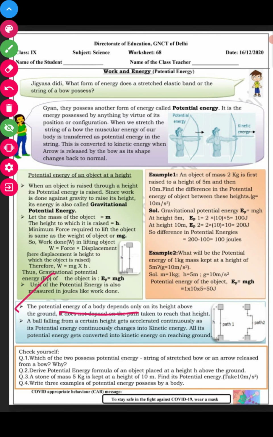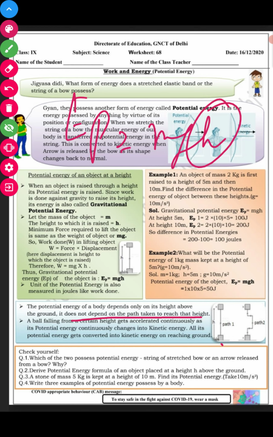Potential energy of a body depends upon the height above the ground, and it does not depend upon the path taken to reach that height, whether it is a straight line or some other kind of path to cover this height. So it remains the same.